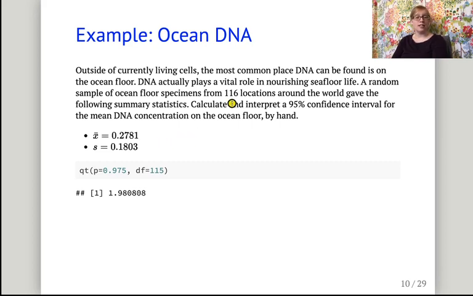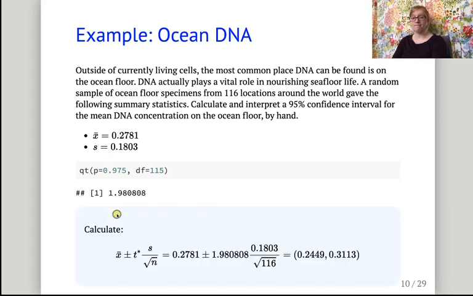We have 116 locations, so the sample size minus 1 is 115. For a 95% confidence interval, we'll take 1 minus 0.05 over 2, get 0.975. This is very close to what we used in a 95% interval based on the normal distribution. So to do this calculation, we'll plug everything into the formula. The final confidence interval we get is this.